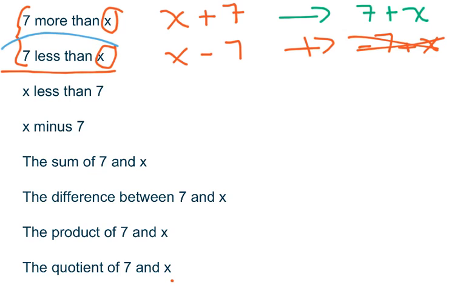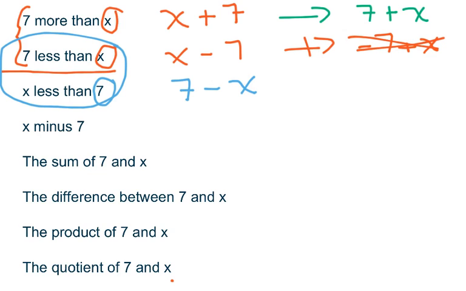Okay, x less than 7 will be the same as what? It's the same as this one. So what are we going to write first? We're going to write 7, and then x is less than that, so we subtract: 7 minus x. And notice on this we don't have the word "is" in there. We're going to talk about that at the end of the video. The rest are pretty easy.